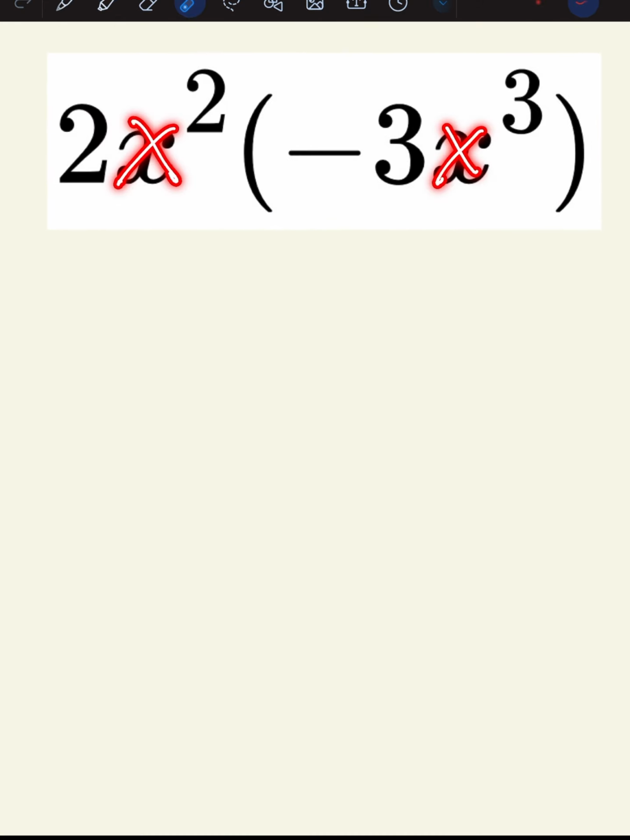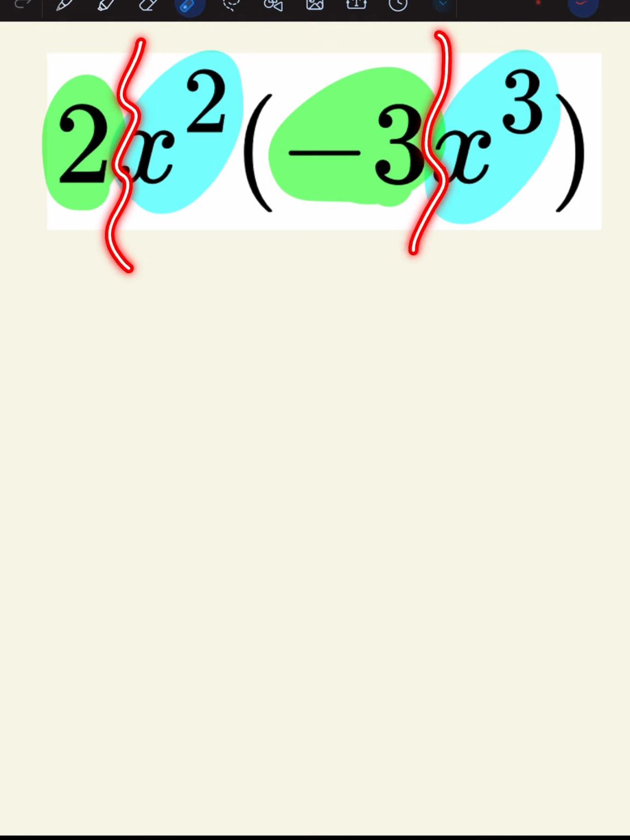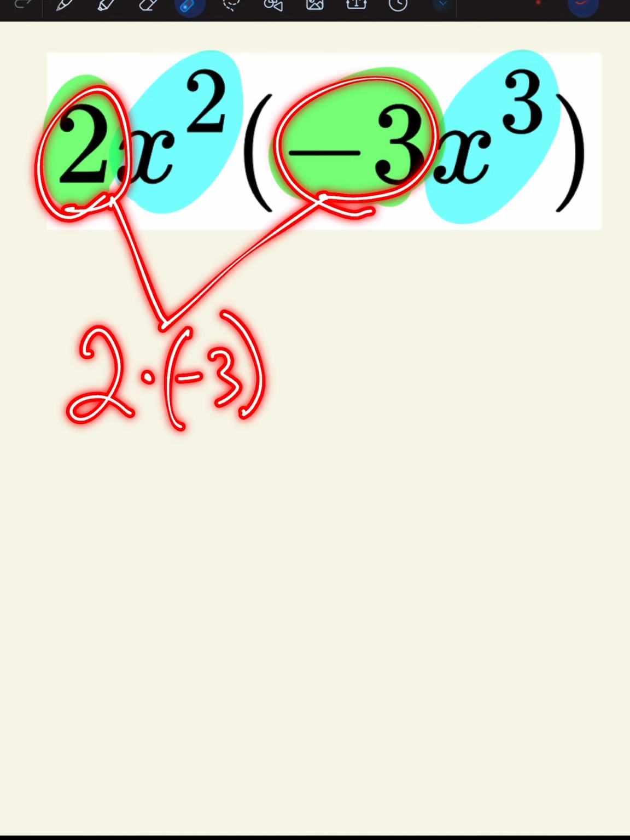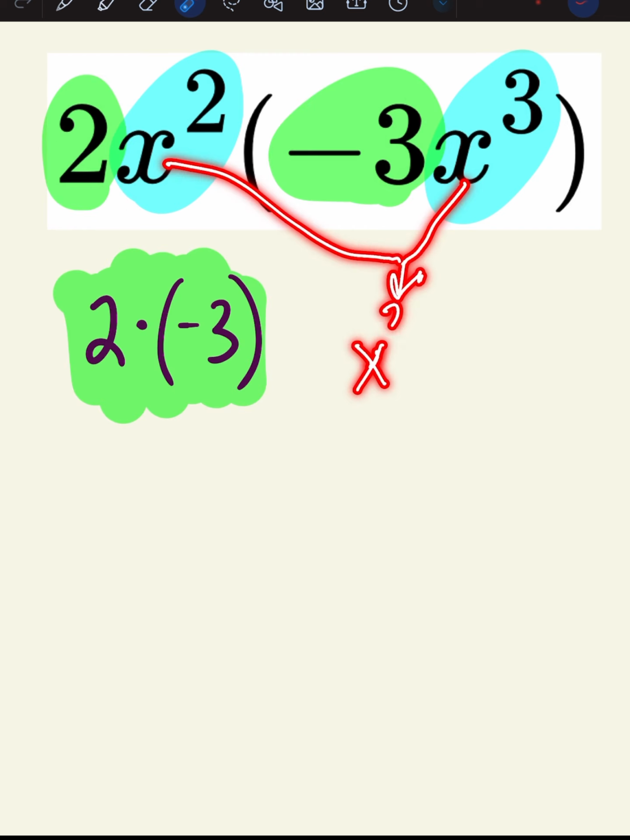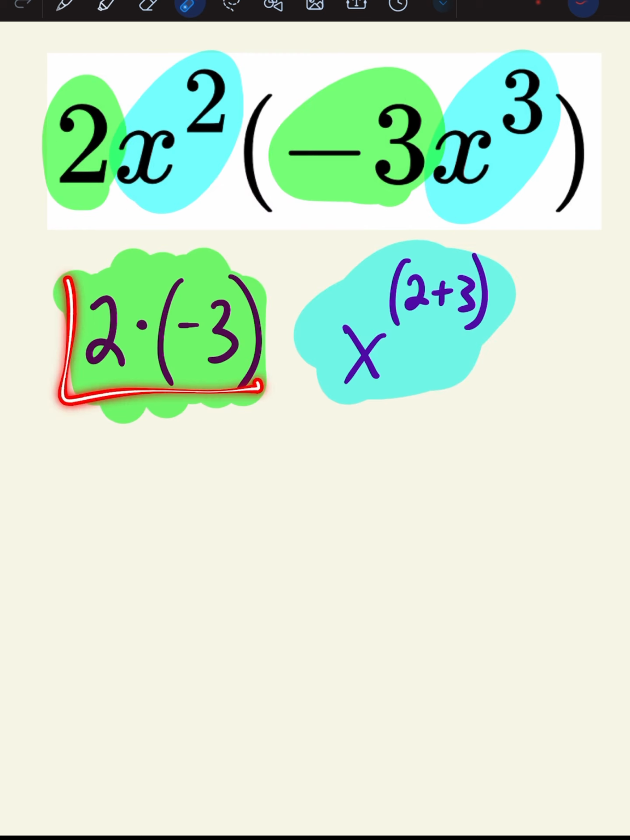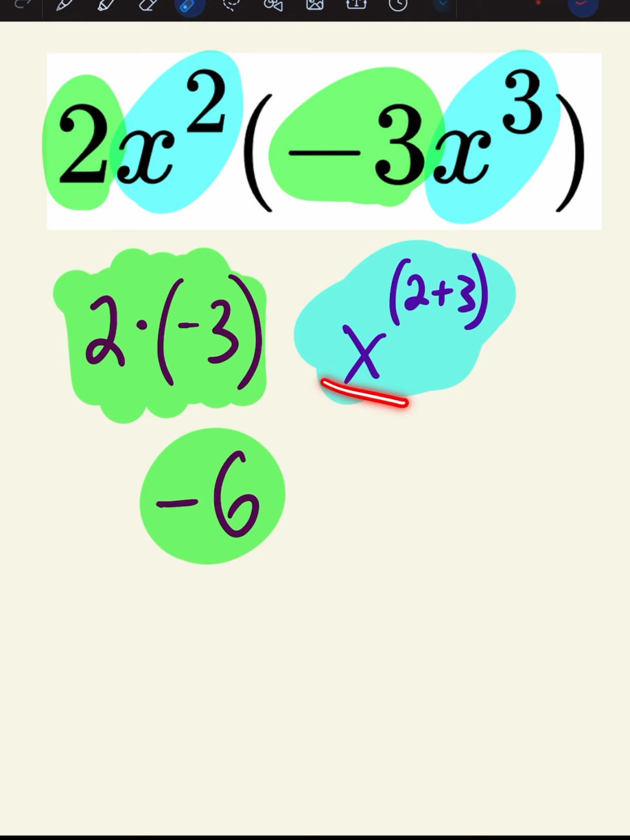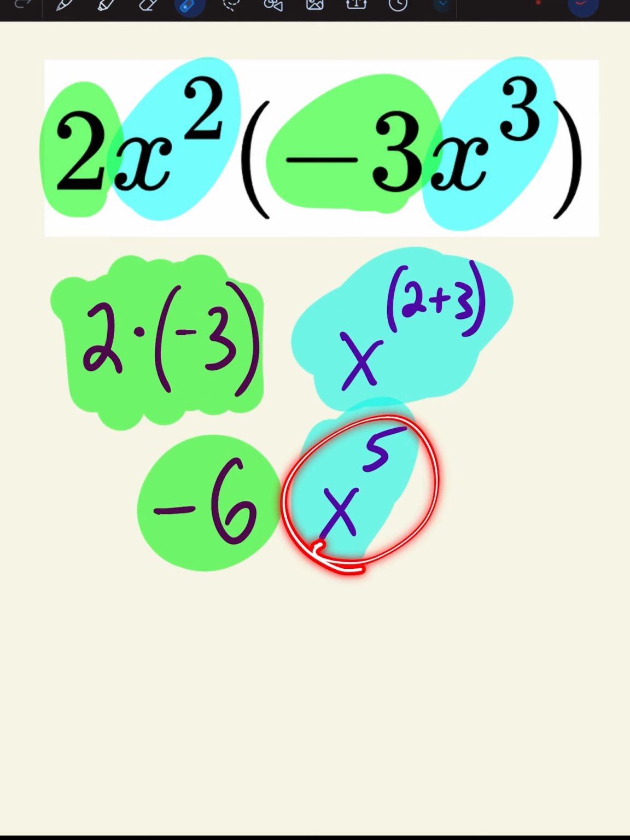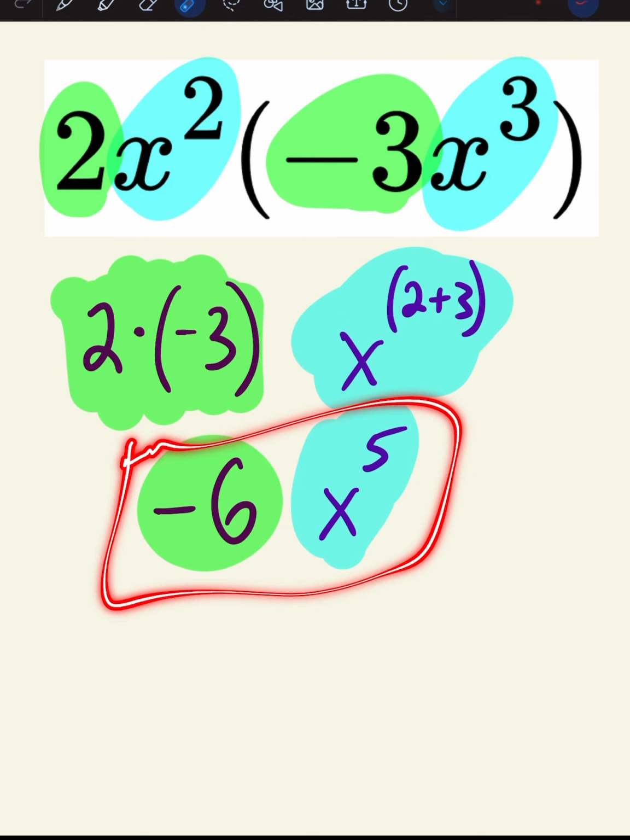Let's make it a little bit trickier with variables and numbers out front, or coefficients. Mentally separate your variables and coefficients as they're going to do different things. Coefficients will just multiply, and your variables will follow the same rule where we're going to add the exponents together. 2 times -3 is -6, and x to the 2 plus 3 becomes x to the 5. So -6 x to the 5 is our final answer.